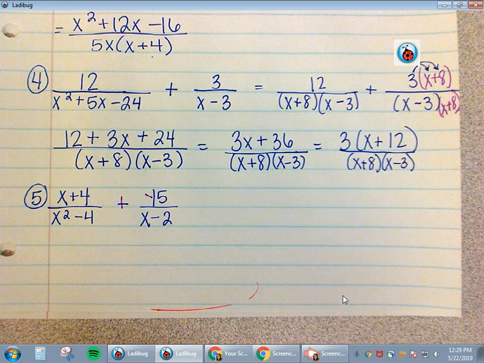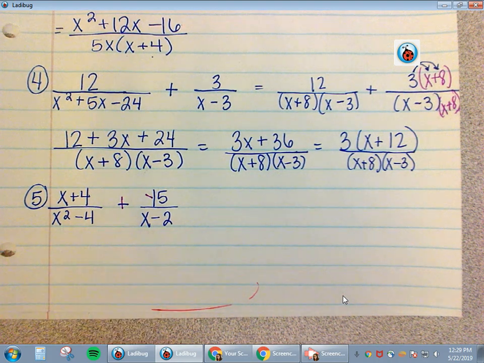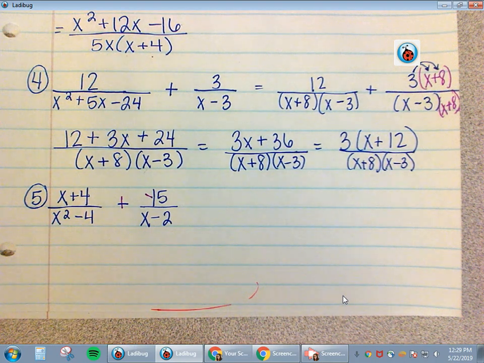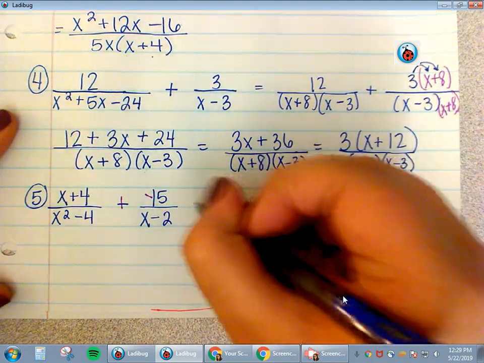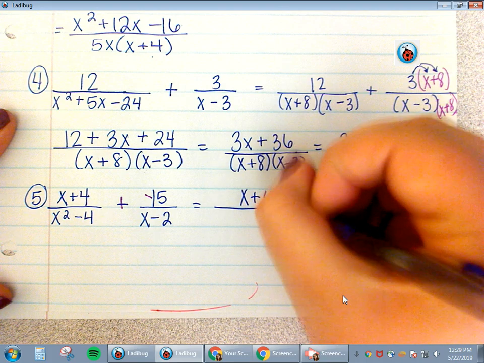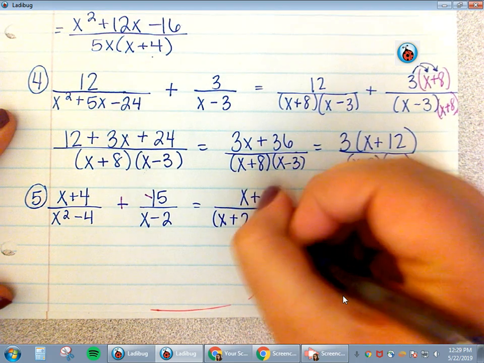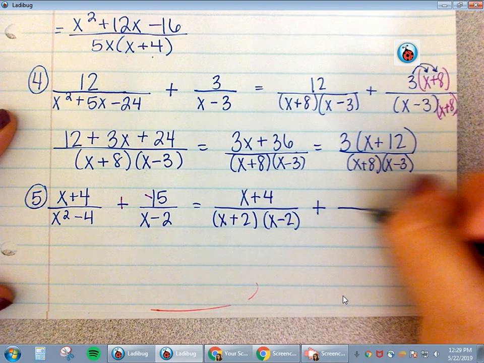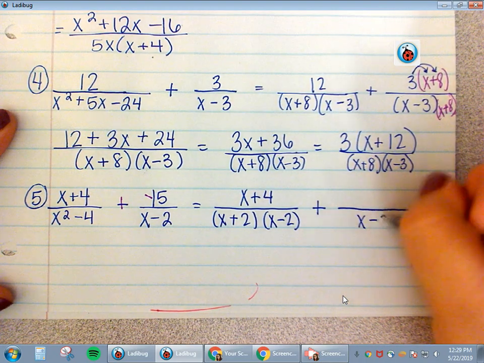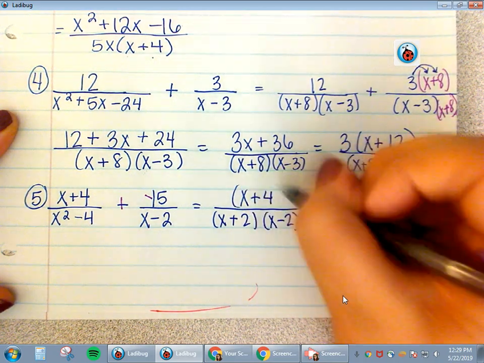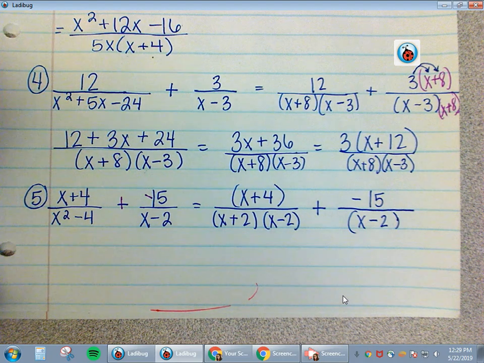So let's see first. Are our denominators already factored? It might be easy to say yes, but remember to watch out for these difference of squares problems. This is x squared minus 2 squared. So we actually can still factor the bottom. Let's do that first. It would have been x plus 2, x minus 2, plus the other one was x minus 2 and a negative 15. So it looks like we are good to go.